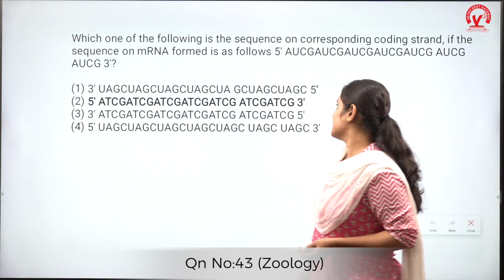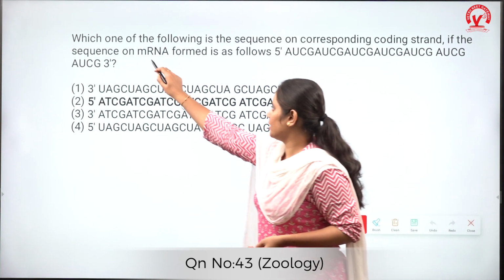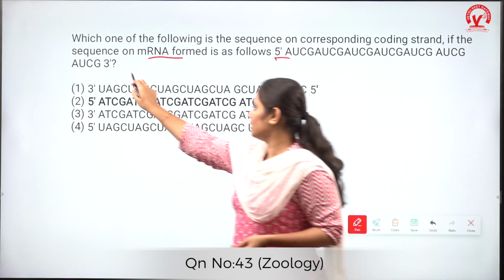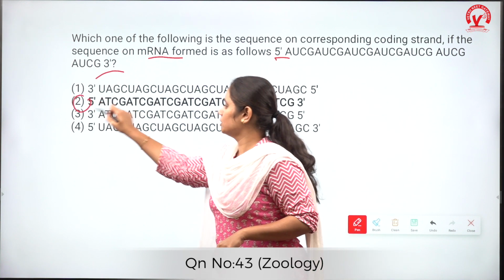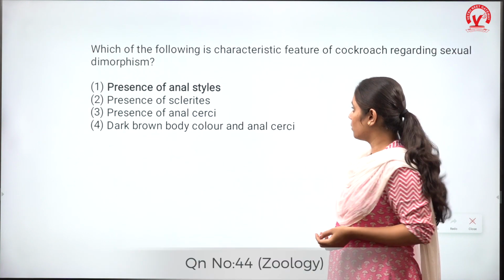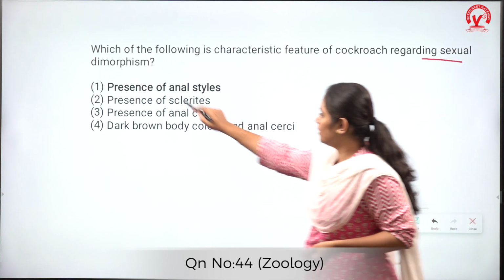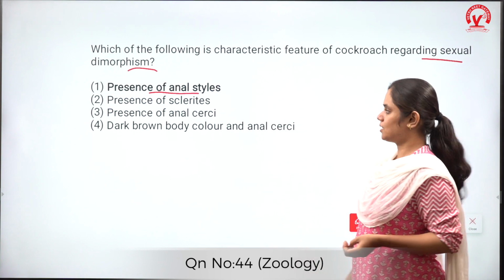Which one of the following is the sequence on the corresponding coding strand if the sequence of mRNA formed is as follows? They have given the sequence of mRNA, so we just have to replace the uracil with thymine. So the answer is option 2. Which of the following characteristics is a feature of cockroach regarding sexual dimorphism? The answer will be presence of anal styles.